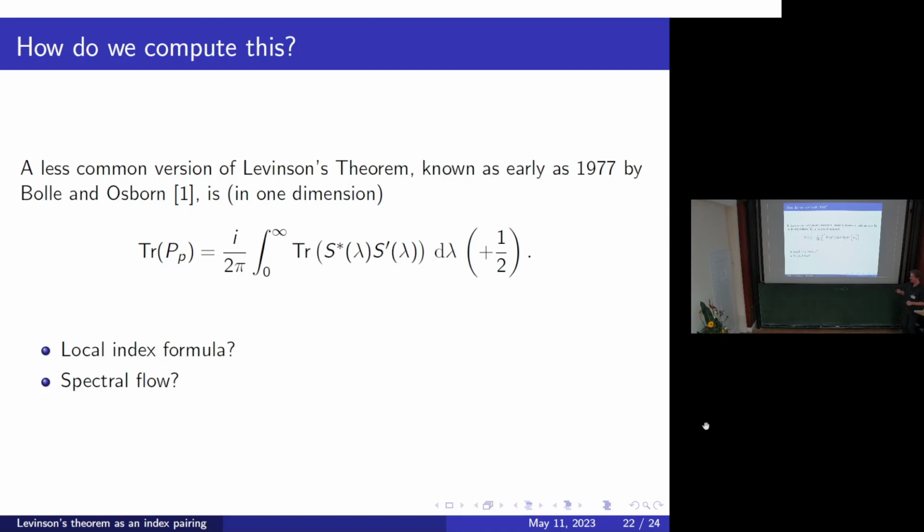And so, final slide, I think. A less common version of Levinson's theorem, which has been known for quite a while, this is in one dimension, says that the number of bound states can be computed as the integral from 0 to infinity of the trace of S star S prime. And this looks like a local index kind of formula. And we have a plus half and these half bound states. And it doesn't quite work as a local index formula. So in higher odd dimensions, you don't get extra terms in the trace. The only difference is you subtract off a certain polynomial to make this integral converge. And it's not obvious that that is a good thing to do or why that works.